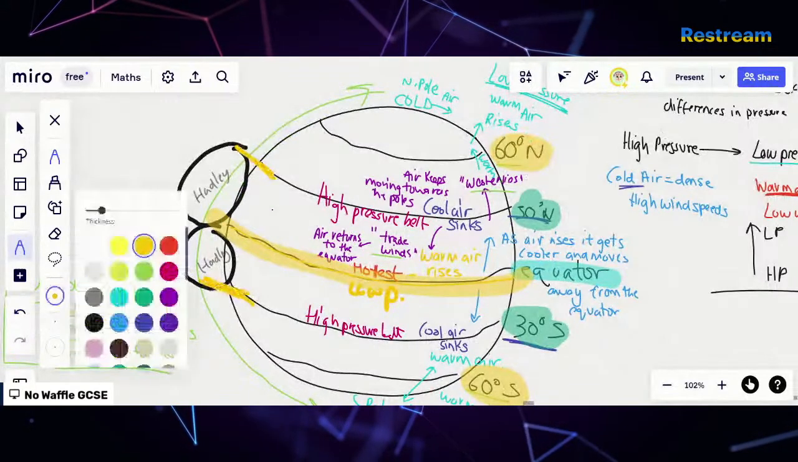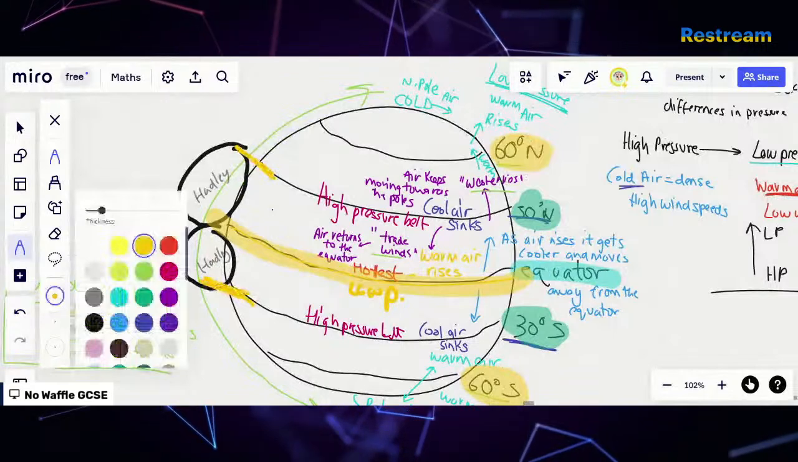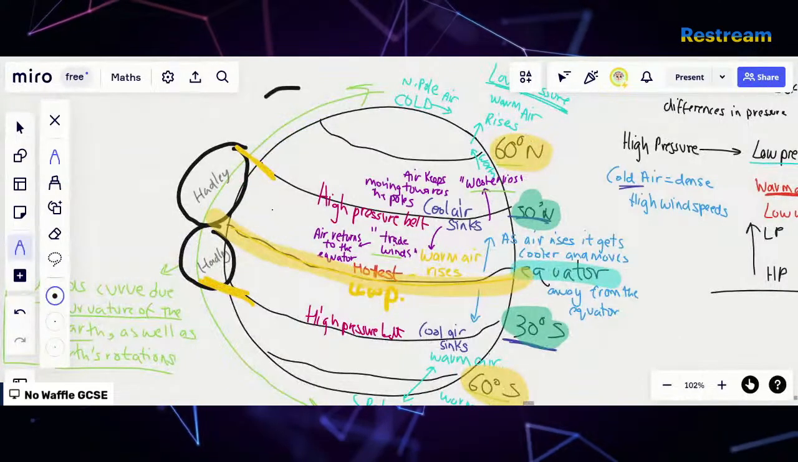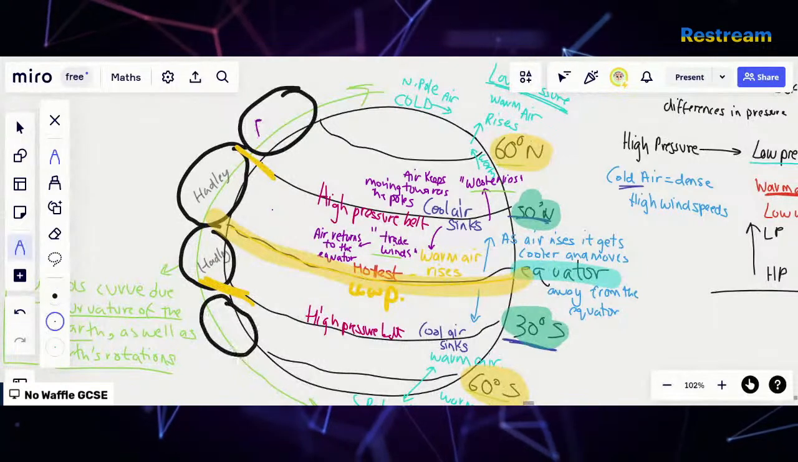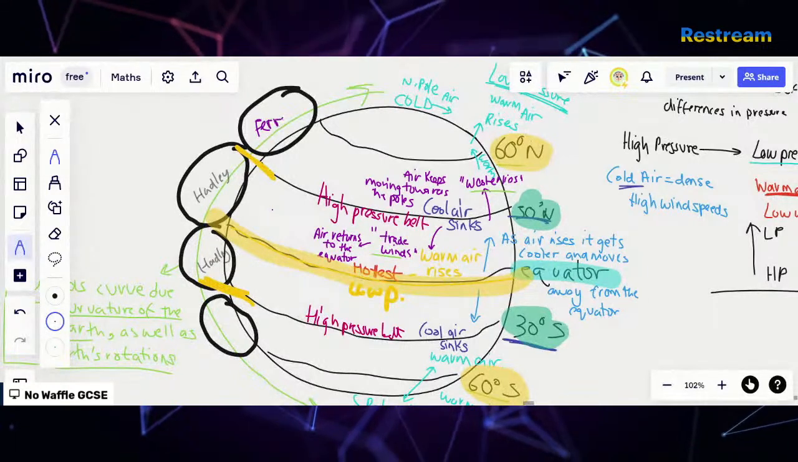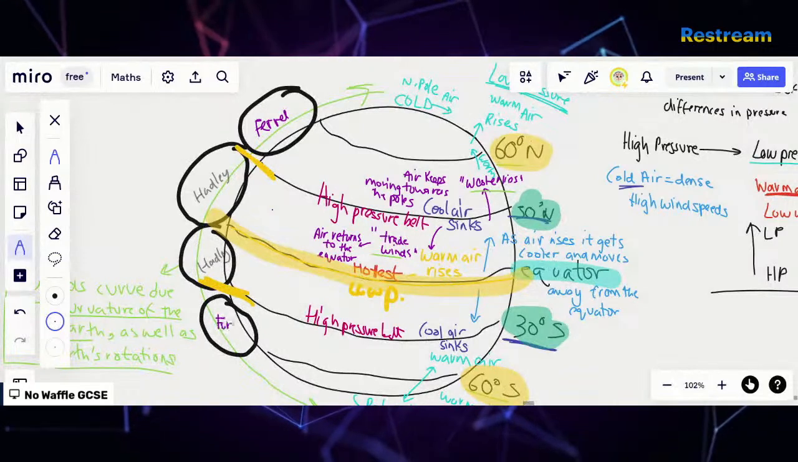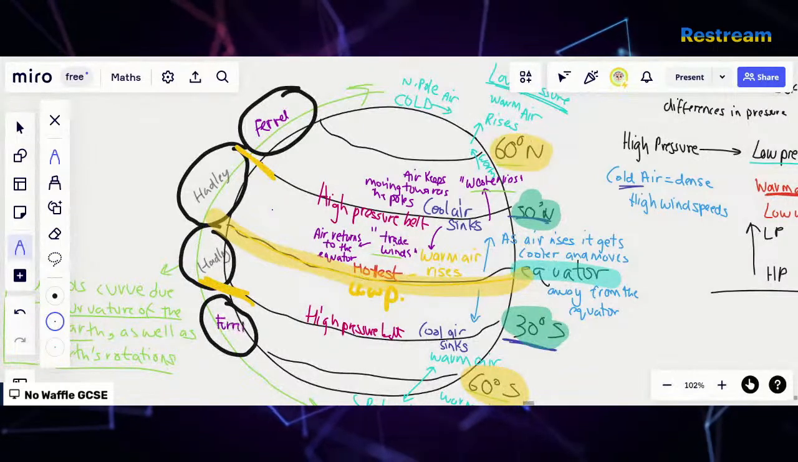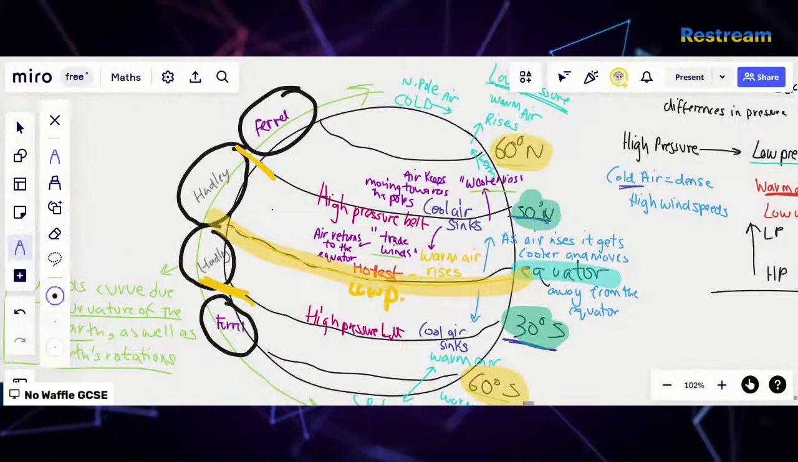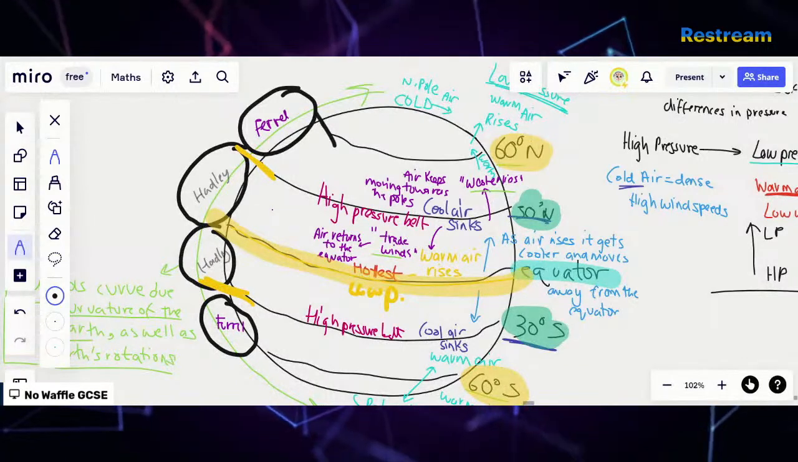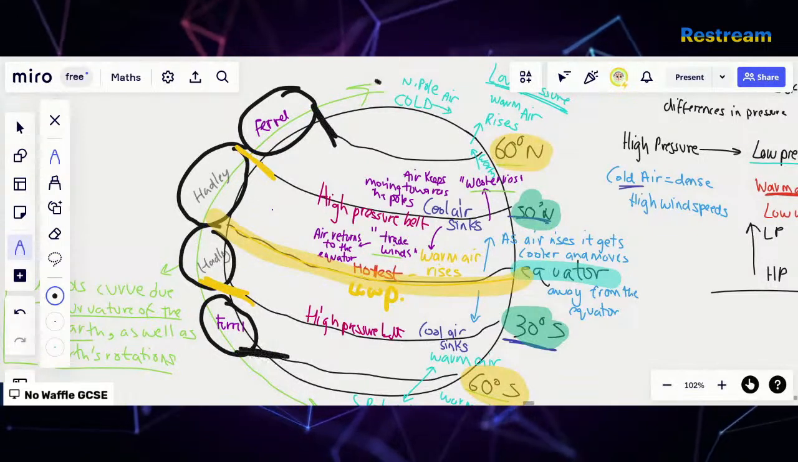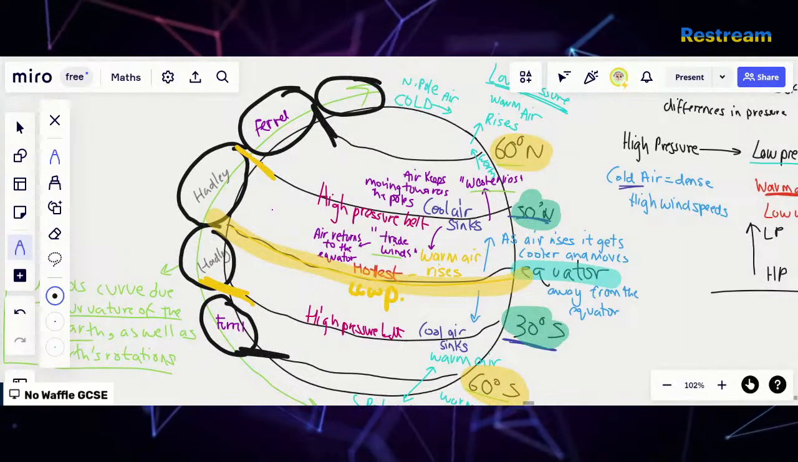Then we have another cell, and this cell is called the Ferrel cell. And then finally, the Ferrel cell stops at 60 degrees north and 60 degrees south, and we have the final cell, which is the easiest one to remember, probably the polar cell.